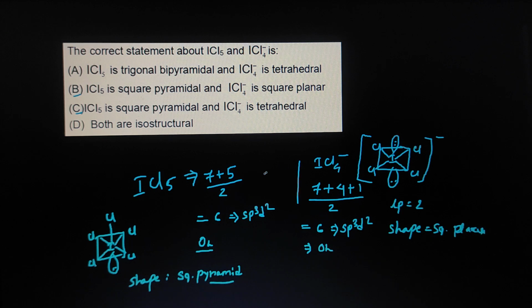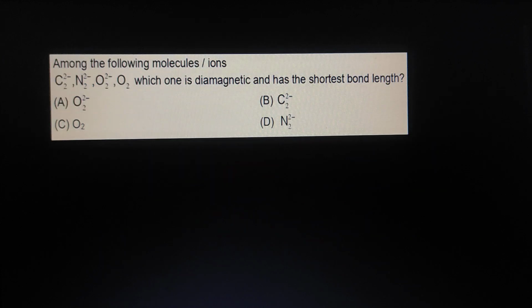So the correct answer will be option B, that is ICl5 is square pyramidal and ICl4 minus is square planar. Option B will be the right answer. Okay. Next question.